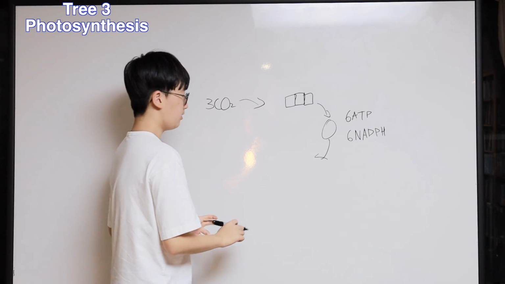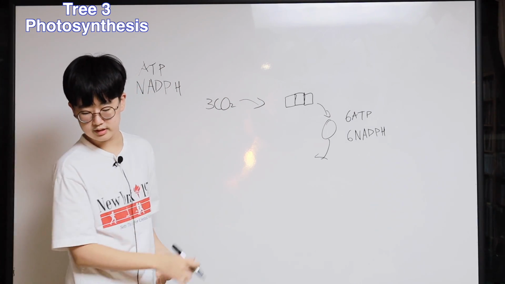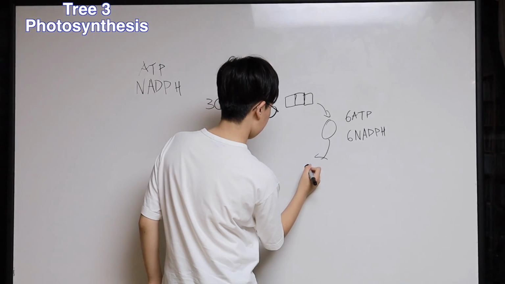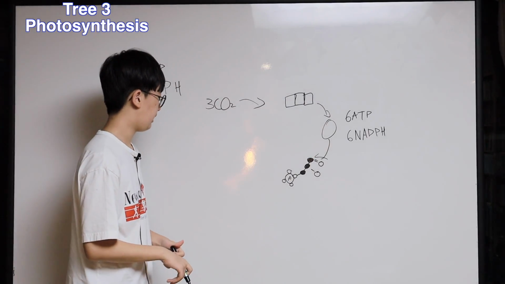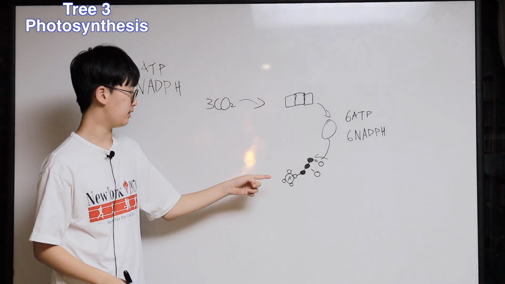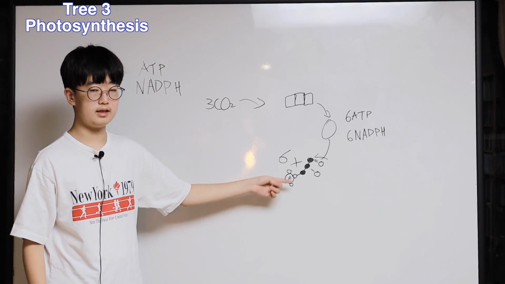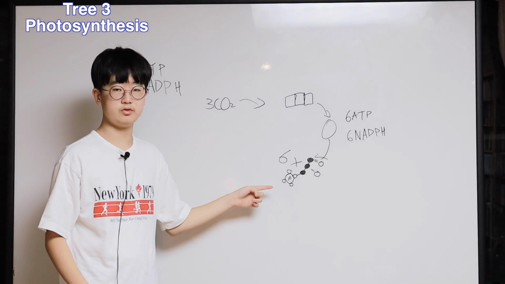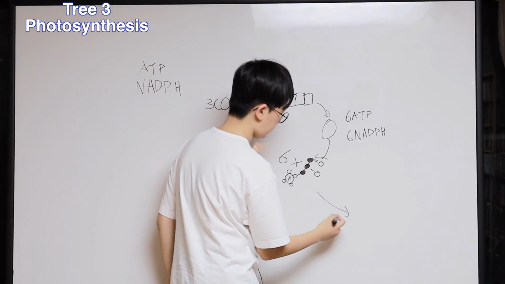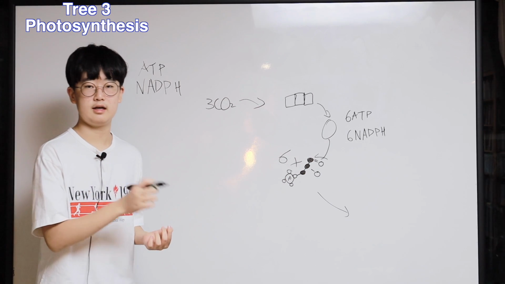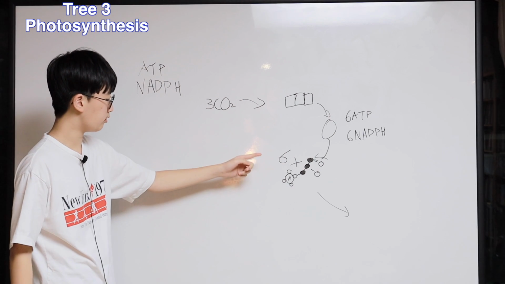And now these GAPs are produced. I think I'm going to draw this one over here. There, it looks a little bit like that. Now this GAP, there are 6 of them. And one of these GAPs is thrown out. Well, not thrown out, moved into a different place. So now there are only 5 of them.